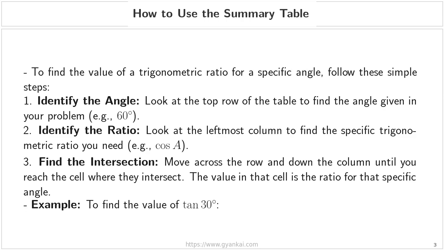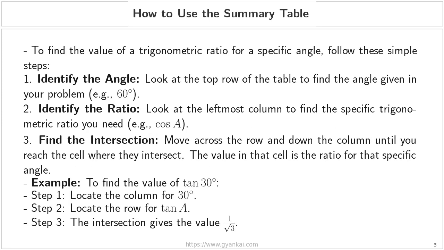Let's walk through a quick example together to make sure this is clear. Suppose you are asked to find the value of tangent 30 degrees. Step 1, locate the column for 30 degrees at the top of the table. Step 2, locate the row for tangent A on the left. Step 3, follow them to where they intersect, and you will see the value is 1 over the square root of 3. Once you master this technique, you'll be able to use this table as a powerful tool for the real-world applications we are about to discuss in the next slide.